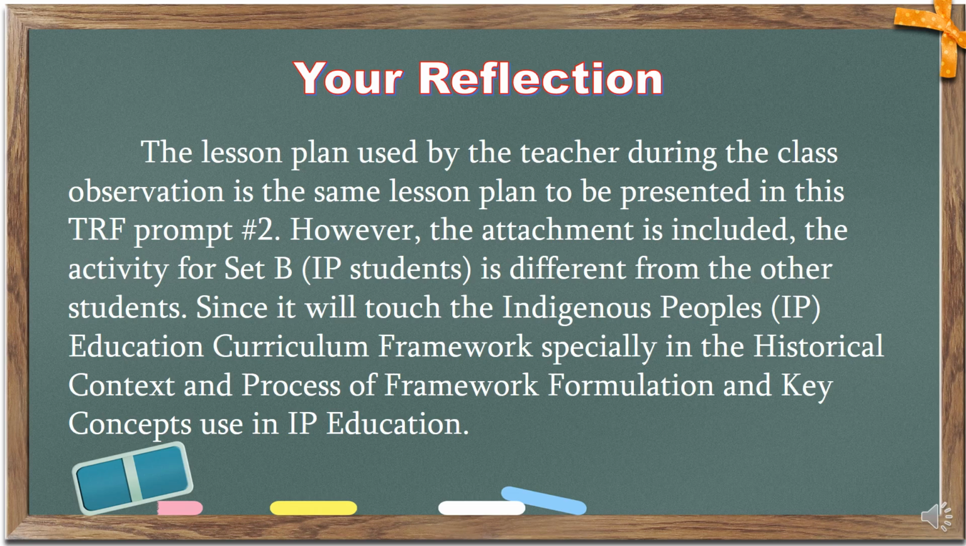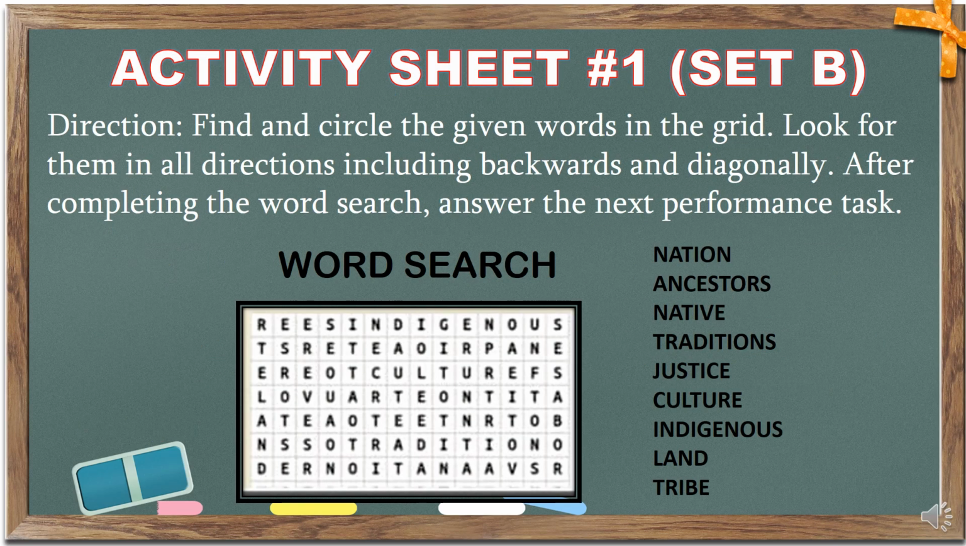And is different from the other students since it will touch the indigenous people education curriculum framework, especially in the historical context and process of framework formulation and key concept used in IP education. So, here mga friendships, ang activity natin, one for them, sa mga IP students natin, ang direction, it says here, find and circle the given words in the grid. So, this is the word search, mga friendships or grid. Look for them in all directions, including the backwards and diagonal. After completing the word search, answer the next performance task. There will be number 2 activity later, mga friendships.